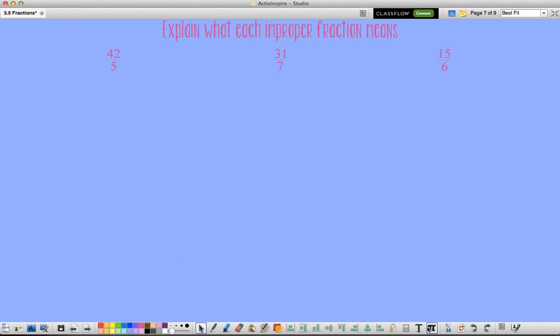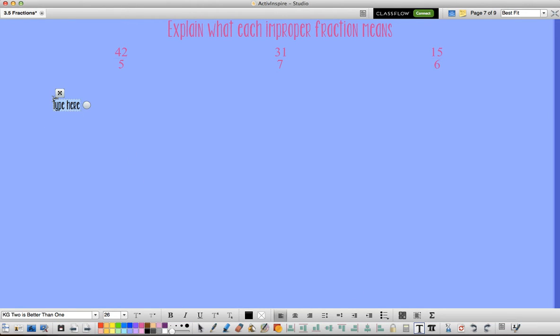Okay, so what would each of these mean? So this would mean I have 42 pieces and 5 go in each group. This one would mean I have 31 pieces and 7 go in each group. Or I could even say I have 31 pieces and 7 make a whole group, because that ties in our whole number. So I have 42 pieces, and 5 make a whole group.